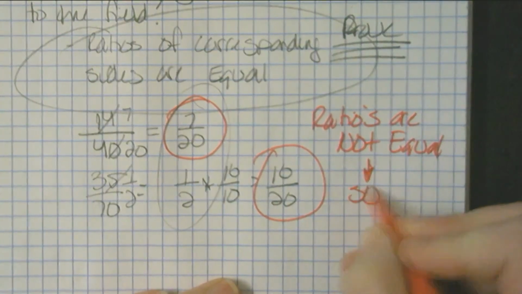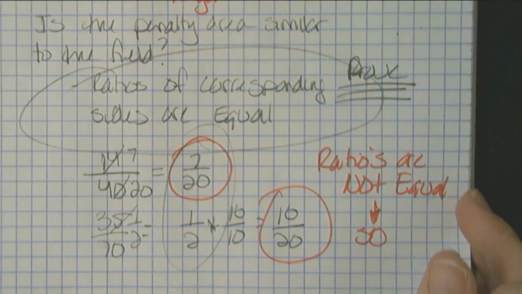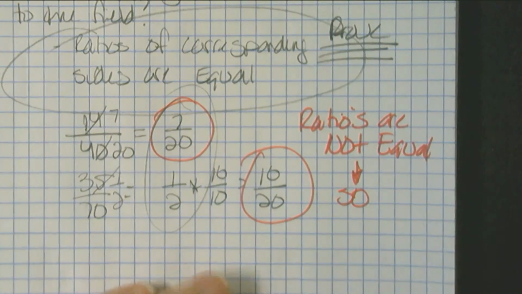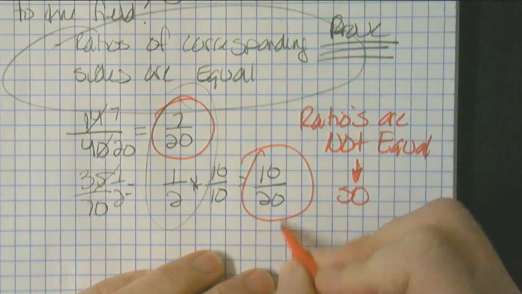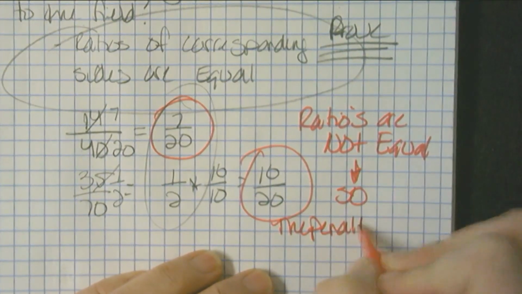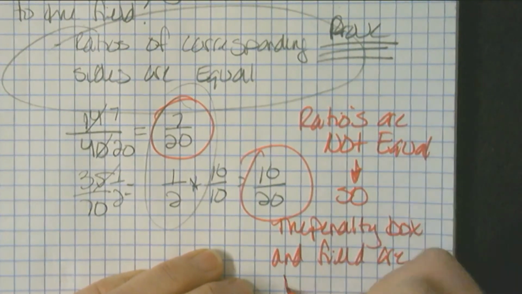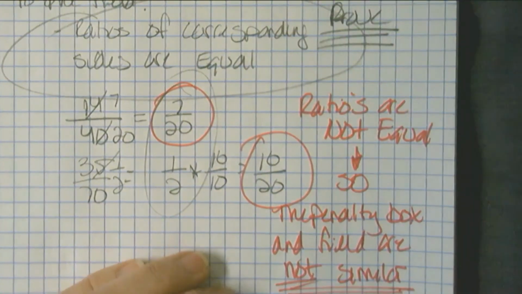So what does that tell us about those two shapes? What have I now proven? Remember, this goes back to what we were asking. Always go back to the question. Us figuring out and comparing the ratios. Now, since they're not the same, what have I proven? Sarah? Excellent. The penalty box and the field are not similar. That is what I have now proven.